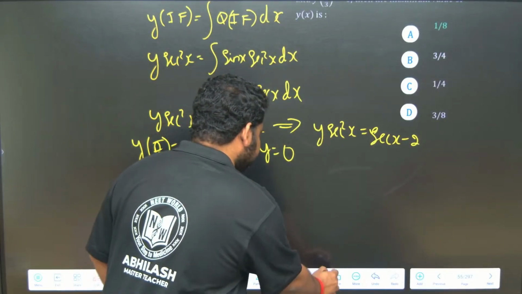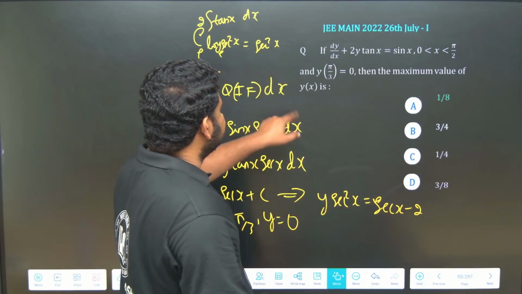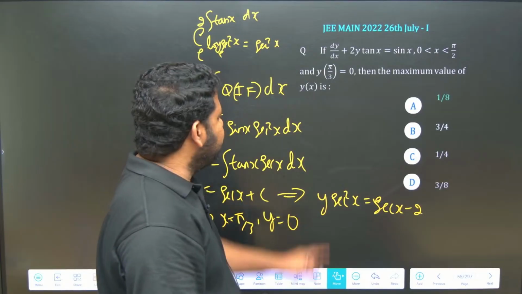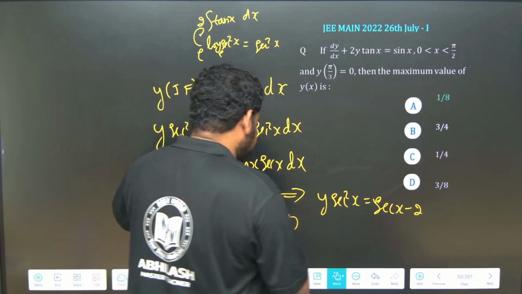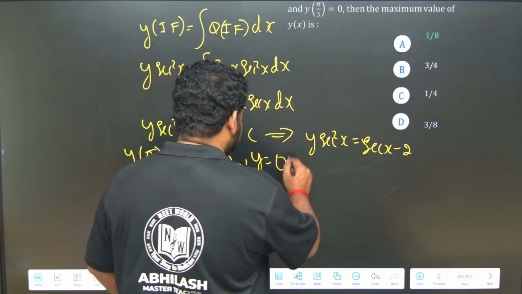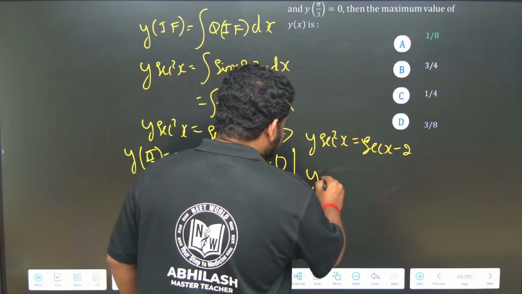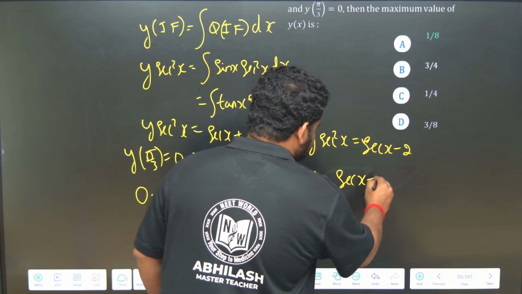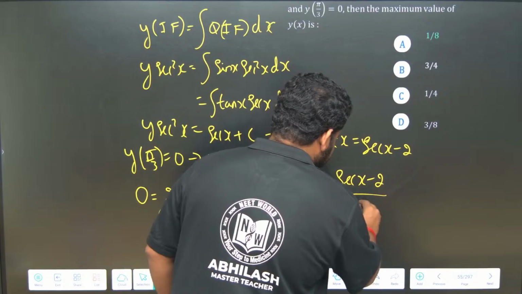Now what are they asking us? They are asking us to find the maximum value of y of x. So how to find the maximum value of y of x? Let us focus on that now. So y is equal to secant x minus 2 by secant square x.